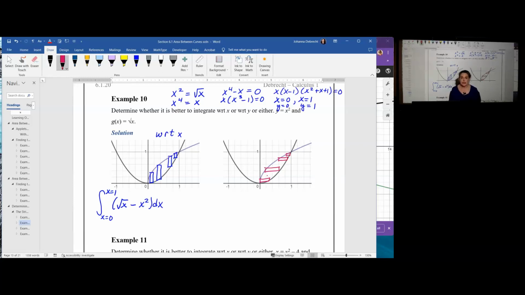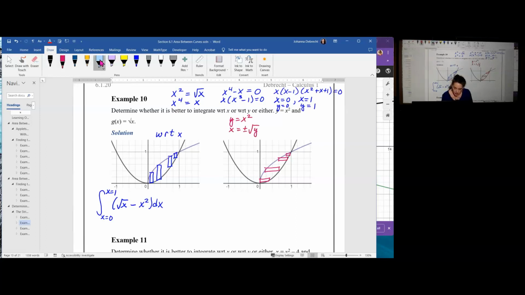I'm looking to see if I always have the same function on the right, which I do, it's my parabola, and the same function on the left, which I do, it's my square root. That's not enough to tell me this is simpler. I also have to think about the equations. I have the equation y equal x squared, which would have to be solved for x. Normally, this would give me x equal plus or minus the square root of y.